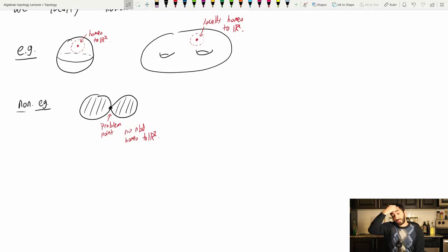I should also mention that surfaces are an example of what's called a manifold. I'm not going to exactly define what these are, you could look them up, but they're second countable Hausdorff spaces which are locally homeomorphic to R2. And they're an important class of topological spaces.